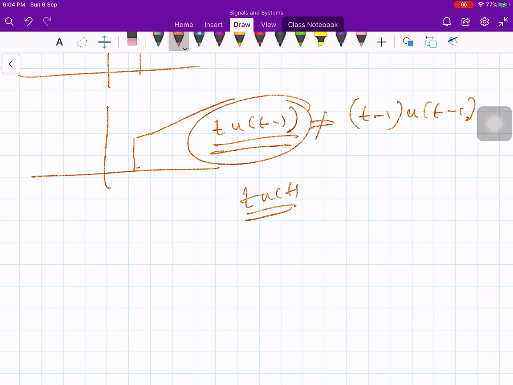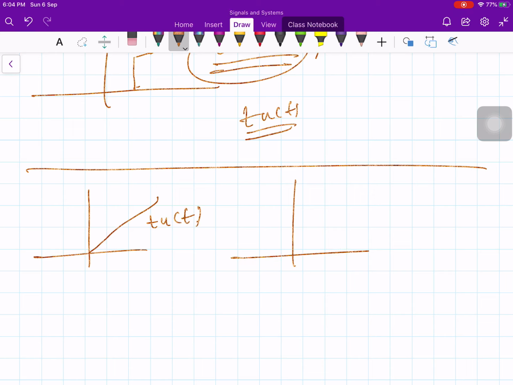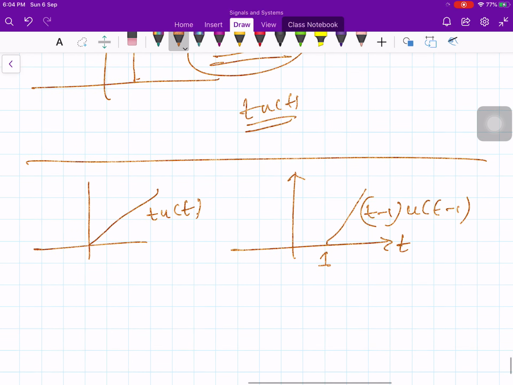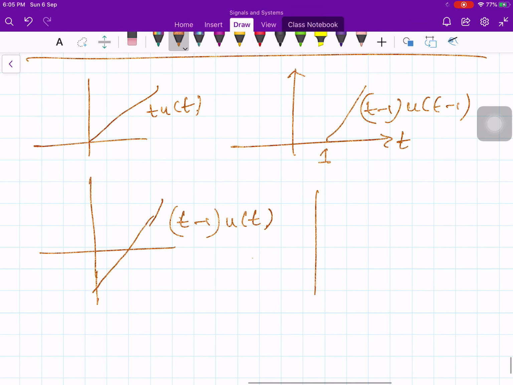So let me summarize these different types of delay. This is t times u of t, and this one is t minus 1 times u of t minus 1. Let's say this point is 1, this is t. And this one is t minus 1 times u of t, and this one is t times u of t minus 1.